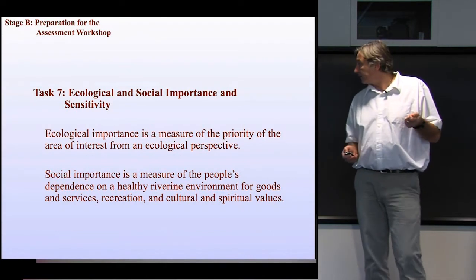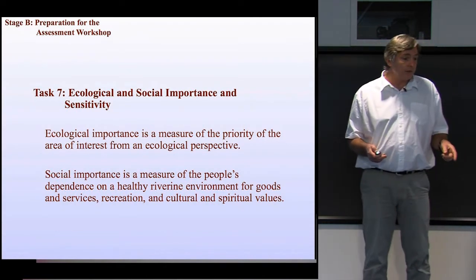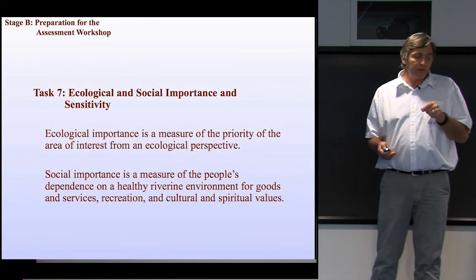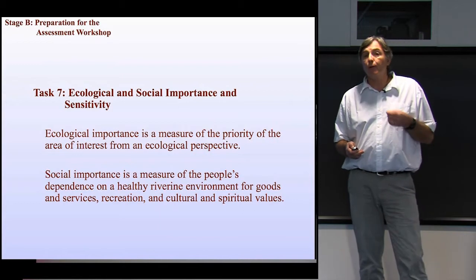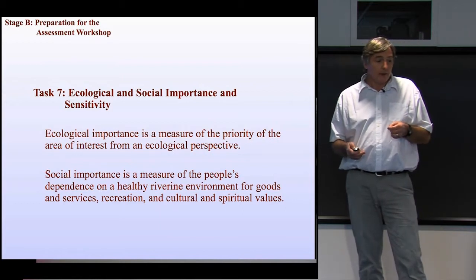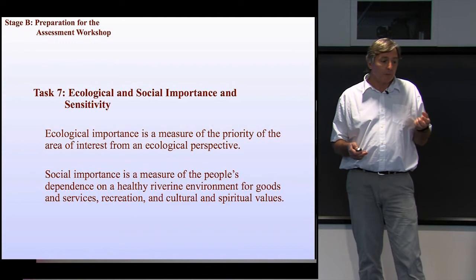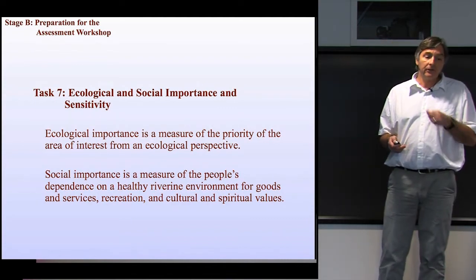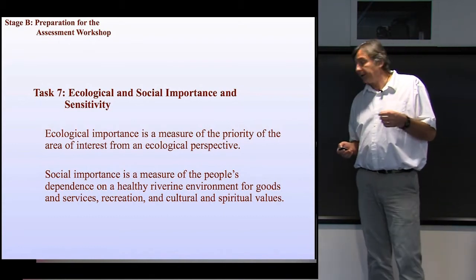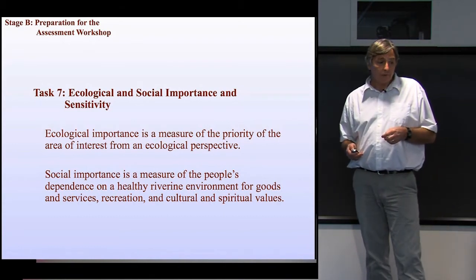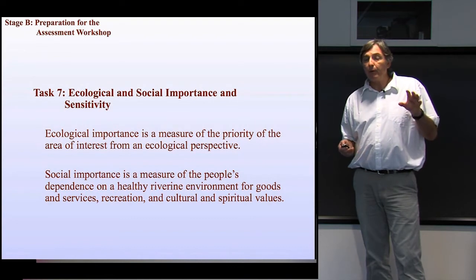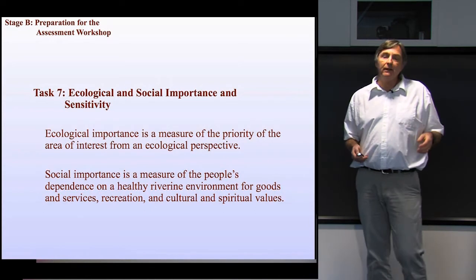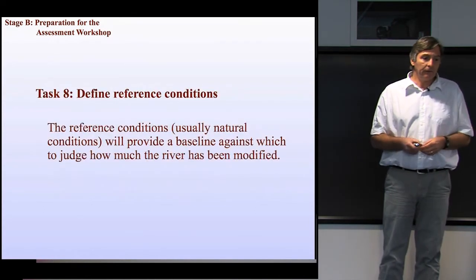Okay, task 7, ecological and social importance and sensitivity. The ecological importance is a measure of the priority of the area of interest from an ecological perspective, and the social importance is a measure of people's dependence on the healthy riverine environment for goods and services, recreation and cultural and spiritual values of the river. So that would be an important part of providing the framework for setting the objectives for the environmental flows.